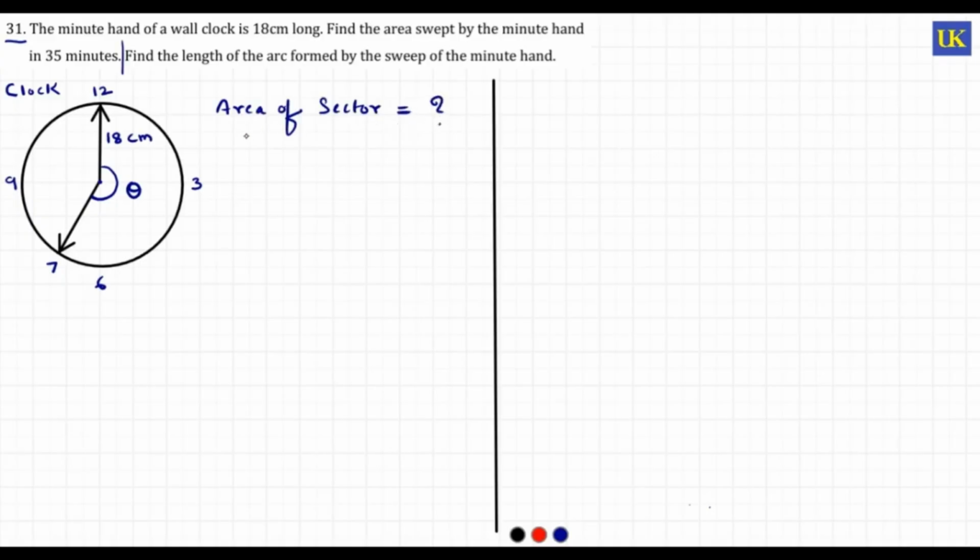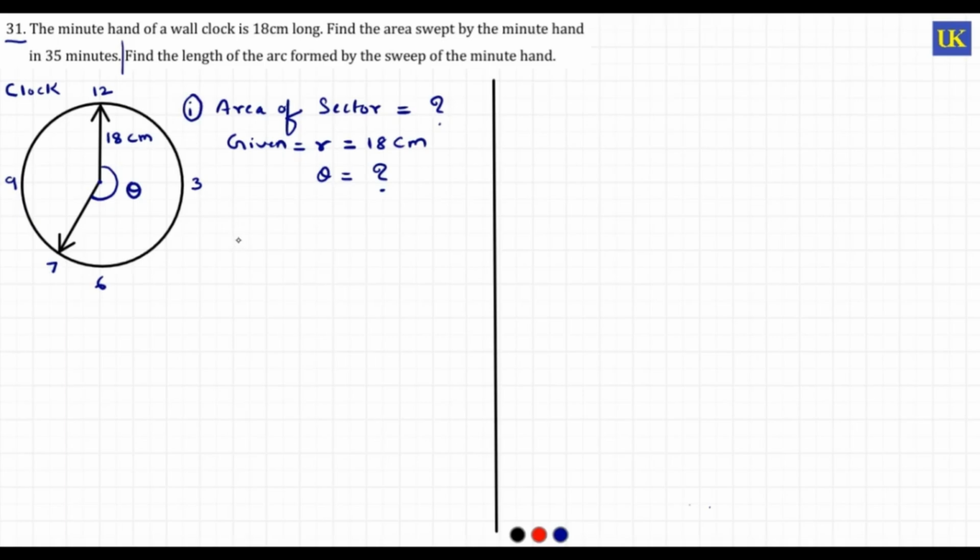Now what they have given here is the radius. Radius is 18 centimeter. And then we also require theta. To find the area of sector, we want radius and theta, but theta is not given directly, so we have to find that out. This is the first thing we have to find.